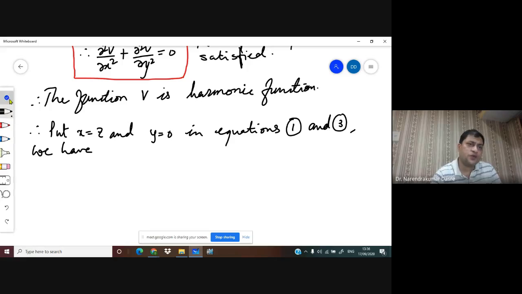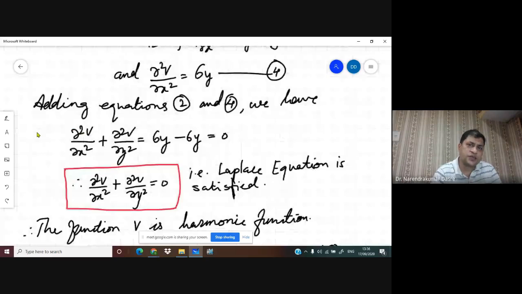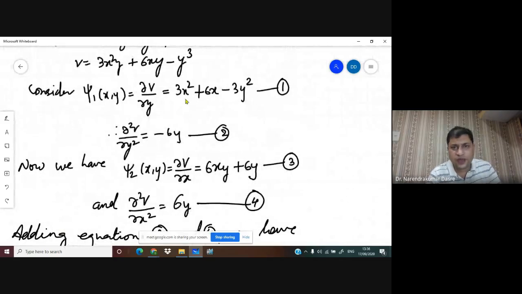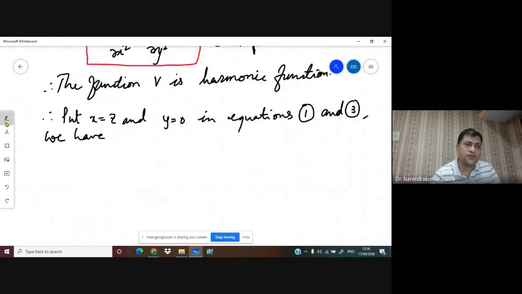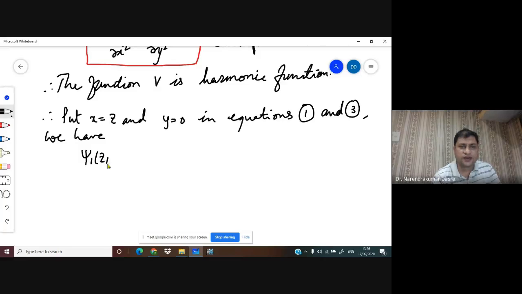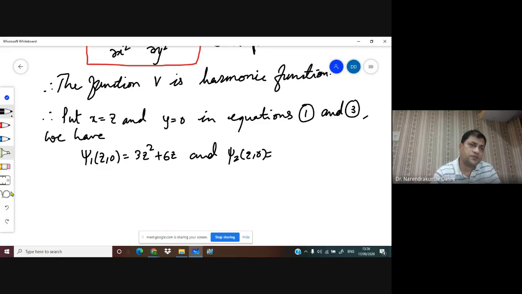So see this equation 1. We have to put here x equal to z and y equal to 0. So this will be 3z square, this is 6z and this term will be 0. So 3z square plus 6z. So psi1 at z0 is equal to 3z square plus 6z, and we have psi2 at z0 to consider.